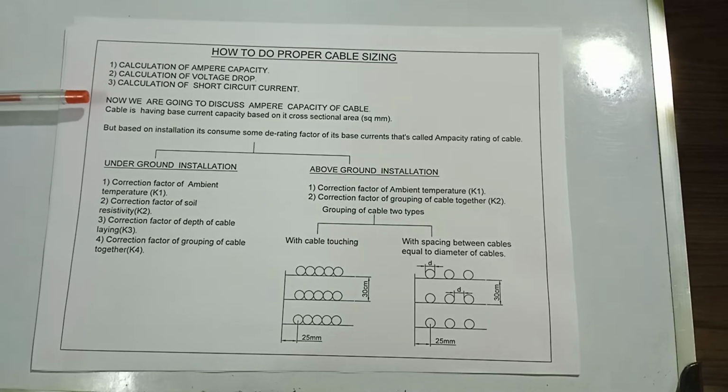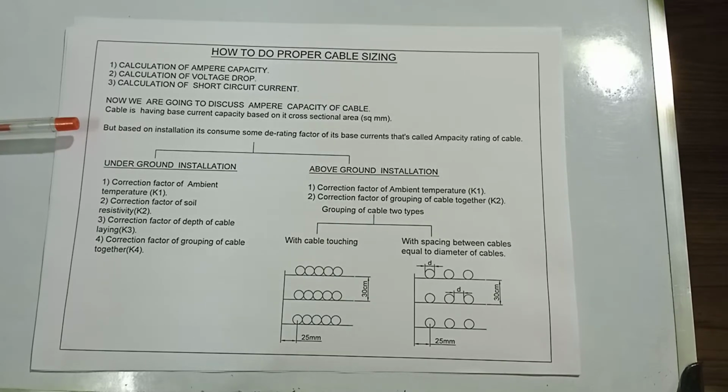Now we are going to discuss ampere capacity of cable. Cable has a base current capacity based on its cross sectional area in square mm. But based on installation, it has some derating factor applied to its base current, and that is called the ampacity rating of the cable.